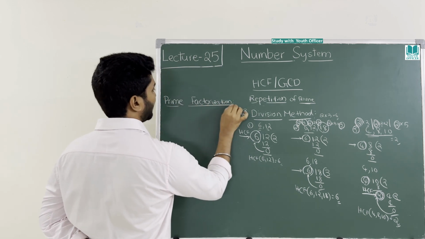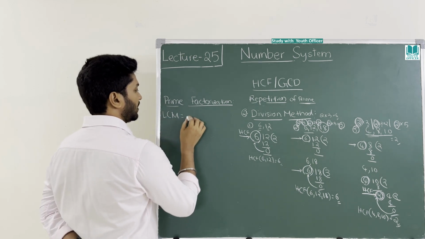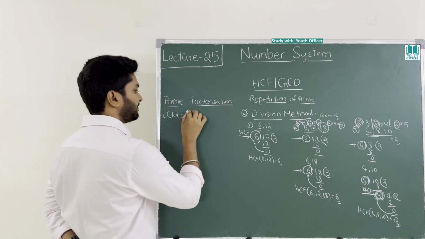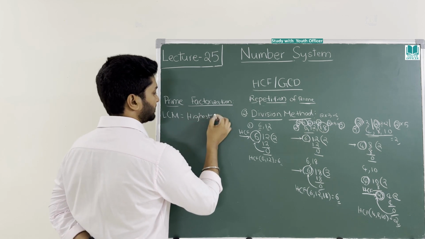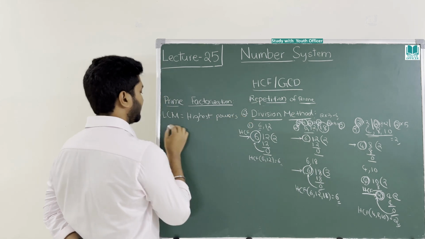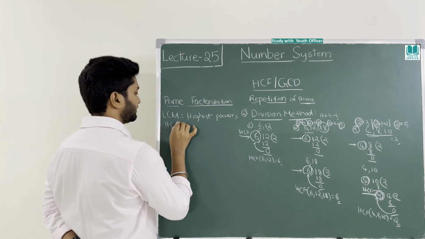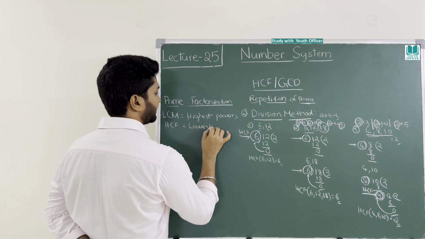When you are doing prime factorization, in LCM what did you take? We took the highest powers, right? Highest powers of prime numbers we have taken. But when you are calculating HCF, you have to take the lowest powers.